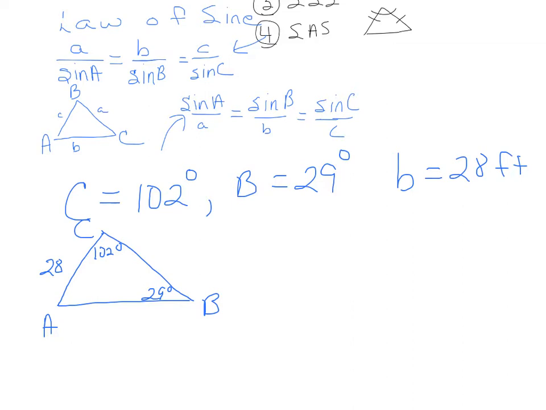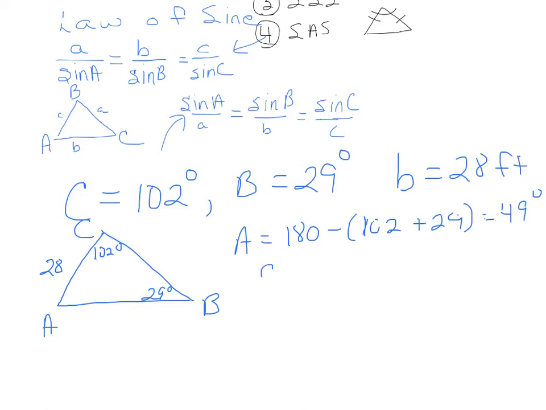Subtract. Angle A is 180 minus 102 plus 29. So that's 49, you say? Okay. So if you're given two angles, it's real easy to find the third angle. Now we need to find our other two sides. So you always use the given information whenever possible. So let's start and find side A. Or we'll go ahead and find side C first, since we were given angle C.